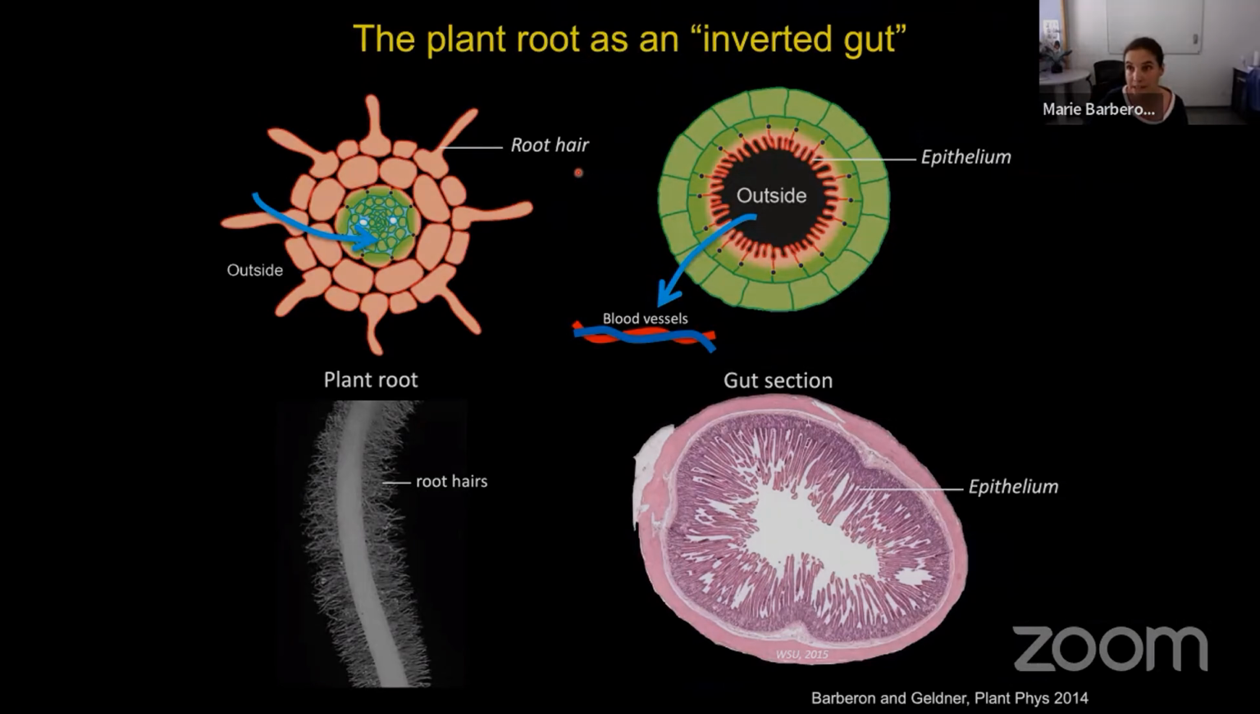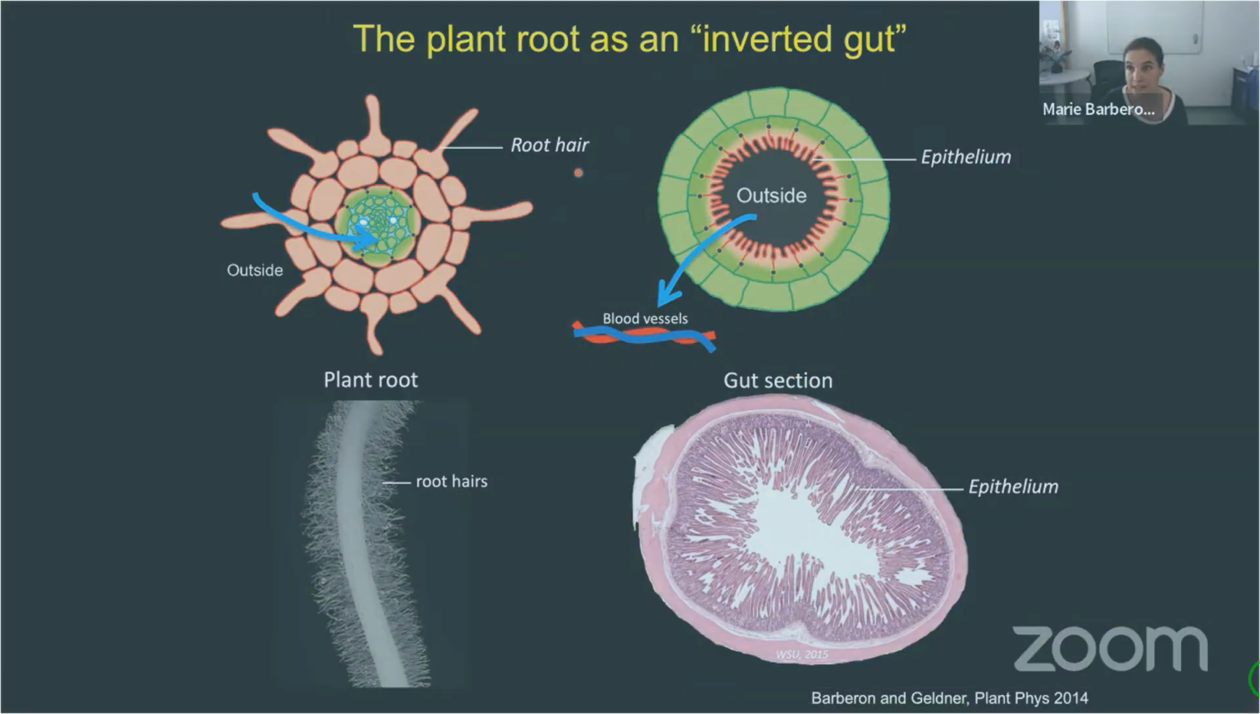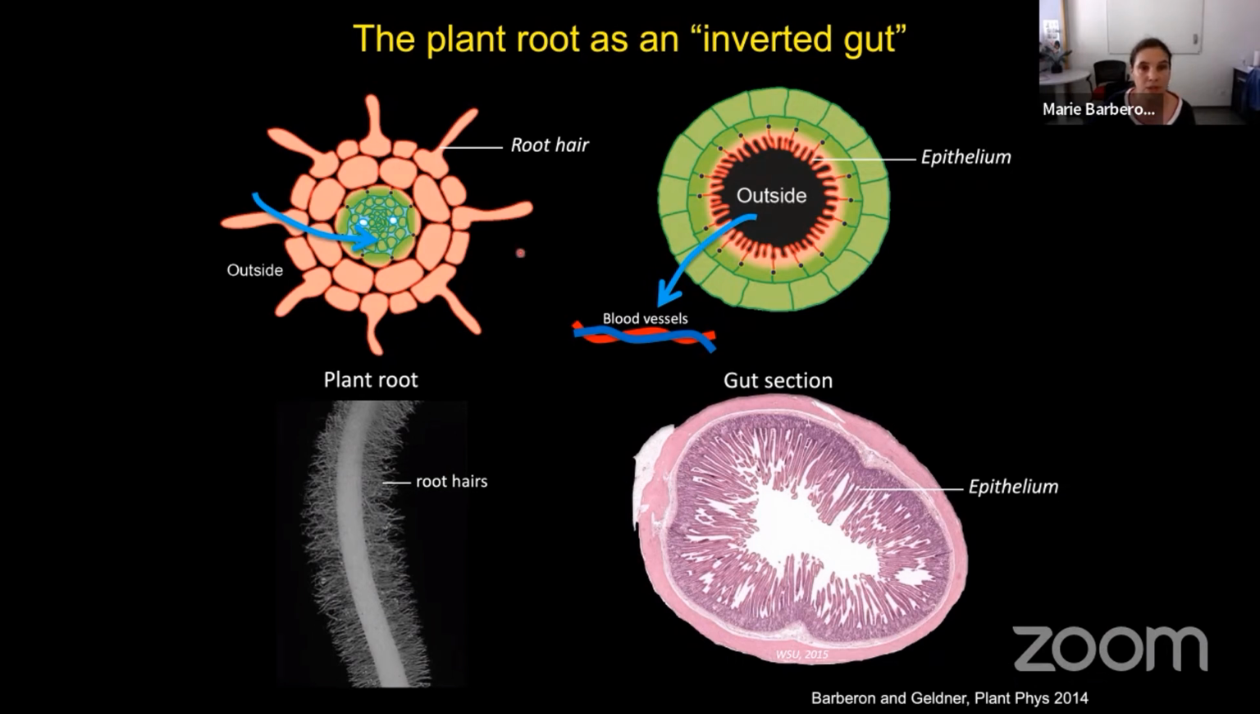Okay. What is very interesting with roots is that in terms of function, they can be seen as an inverted gut, where the root periphery and its root hairs can play the role of a surface of absorption that is very functionally similar to the epithelia in animals. And then some barriers are formed that are similar in function to the tight junctions that we find in animal epithelia.